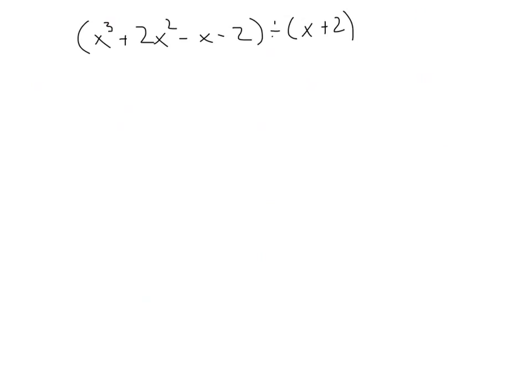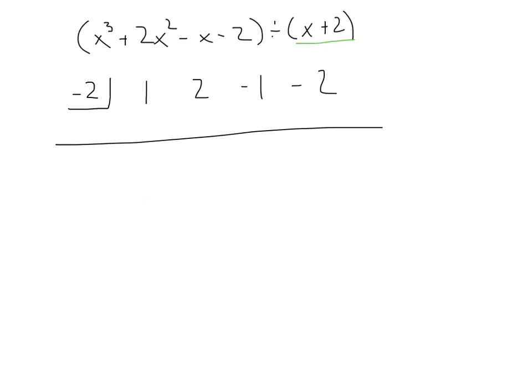In this division problem, I'd like to take x cubed plus 2x squared minus x minus 2, and I'd like to divide that by x plus 2. And I'm going to do this using synthetic division. So I will go ahead and off to the left put my -2, which again is what I put in here to make this thing 0. And then I'll take the coefficients, and those coefficients are 1, 2, -1, -2. And go ahead and do my division.